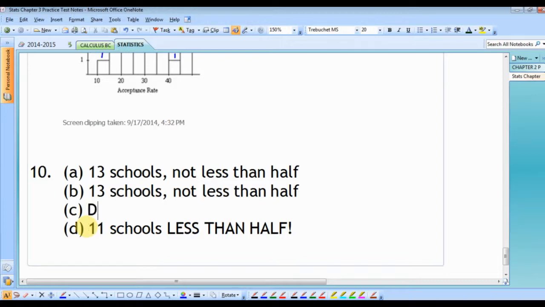So on the test, would you like to skip over that? It's difficult to compute. Return later.